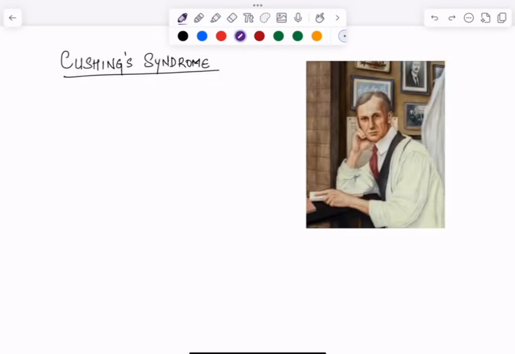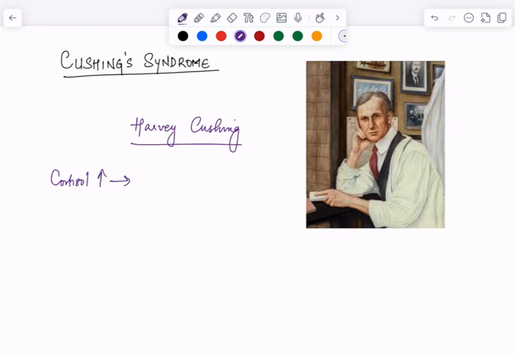Hi friends, today we are going to discuss Cushing syndrome, and we will move from the base. You can see the picture here. This is Harvey Cushing, the famous neurosurgeon after whom Cushing syndrome is named, who described it. It is an endocrine disorder with an elevated cortisol level in the body. So when the cortisol level in our body is elevated, it leads to a syndrome called Cushing syndrome.